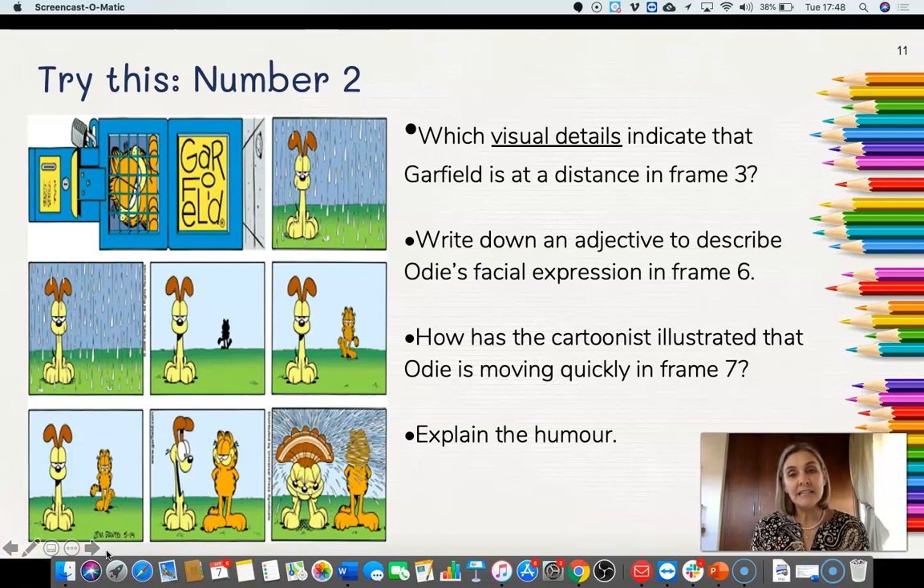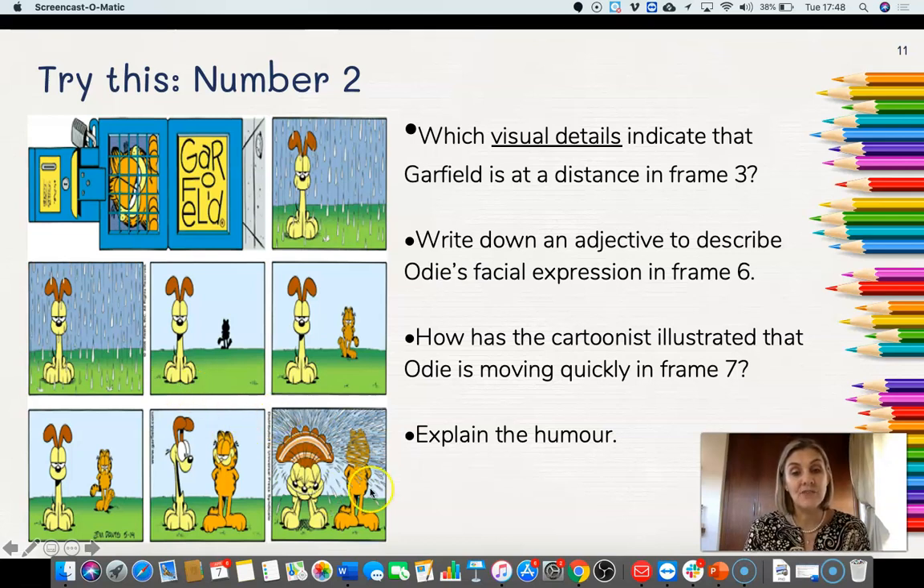Okay, so a visual detail that we can see to indicate that Garfield's at a distance. Well, the further things are away from the front of the screen, the smaller they are. And so that's the first one. Garfield's very small in comparison to Odie, who's closer to us. The second one is that the further things are away from you, the less detail you can see. So we can't really make out whether he's got eyes and a nose and whiskers because he's far away. So those are the 2. 1, the further away you are, the smaller you are, and the further away something is, the less detail we can see.